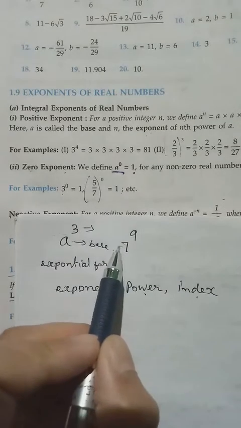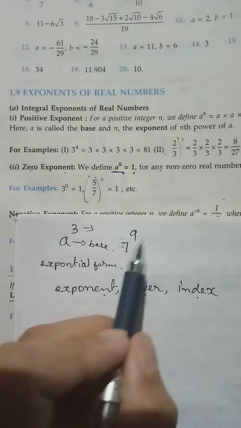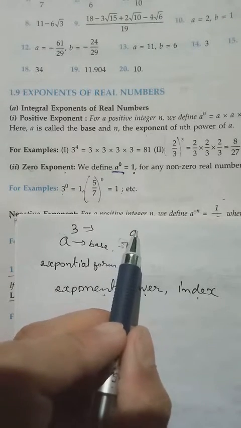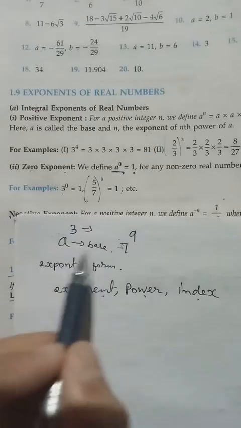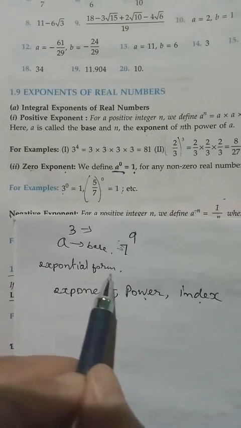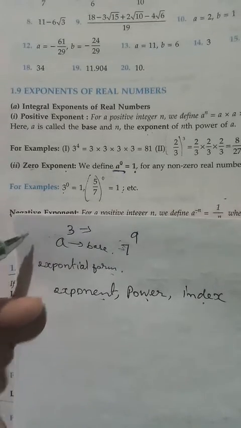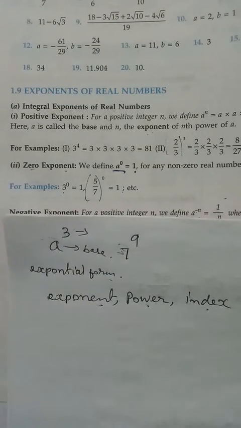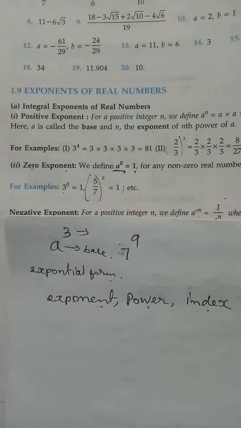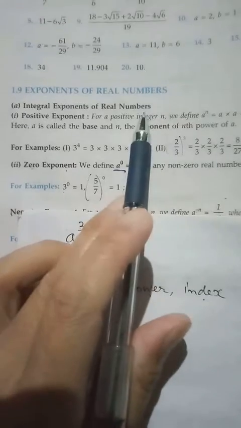Like here also, 7 we call it base. The one we write up we call it exponent. So if we write in this form, in the form of base and exponent, we call it exponential form. This is a topic which was already done in smaller classes, but yet again we will repeat it here also. So now we will see the power of real numbers.